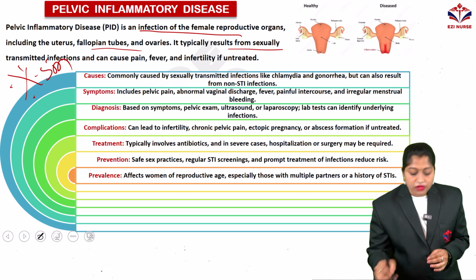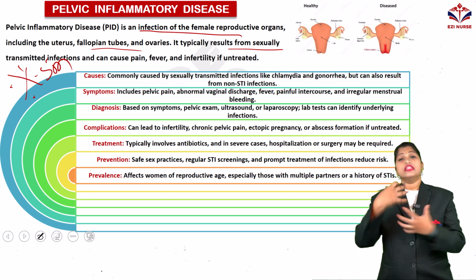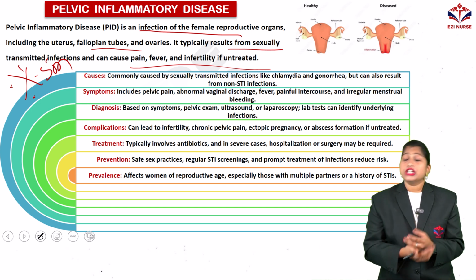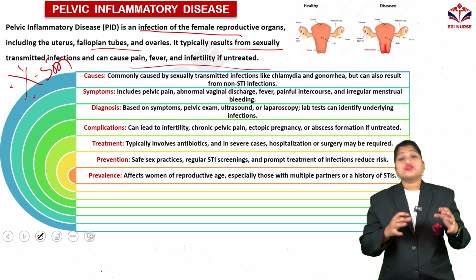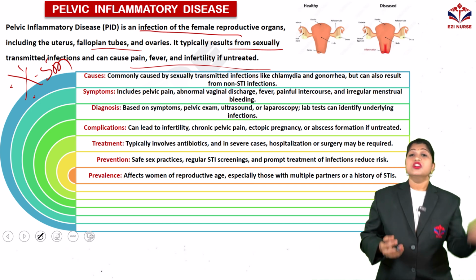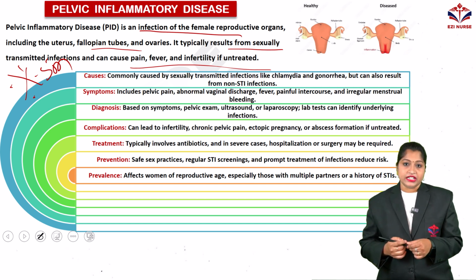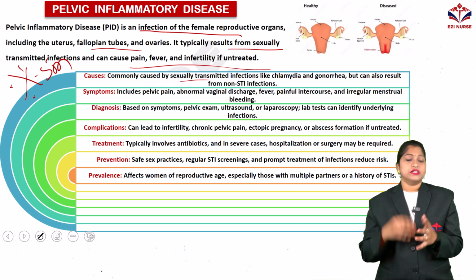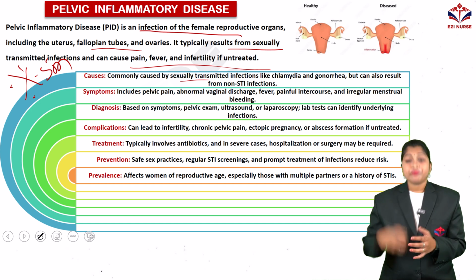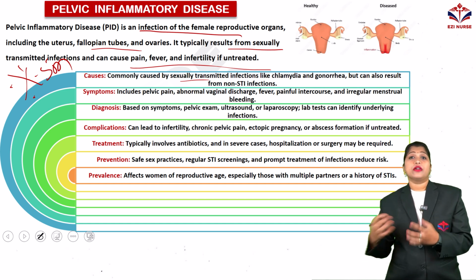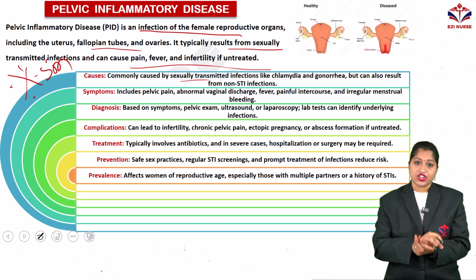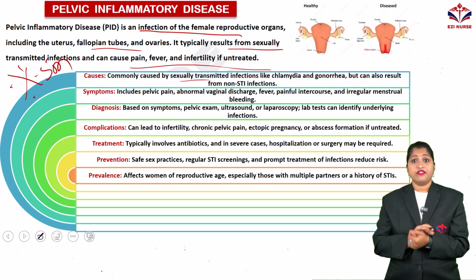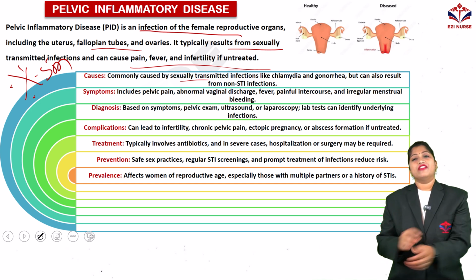It typically results from sexually transmitted infections that can cause pain, fever and infertility if this condition is not treated. So you need to treat it as soon as possible so that there are no further complications of infertility. So let's see what are the main causes. Commonly, it is caused by sexually transmitted infections. For example, chlamydia, gonorrhea, but it also can be caused due to non-sexually transmitted infections as well. Not only sexually transmitted infections, but in some cases, even non-sexually transmitted infections can be one of the main causes for pelvic inflammatory disease.